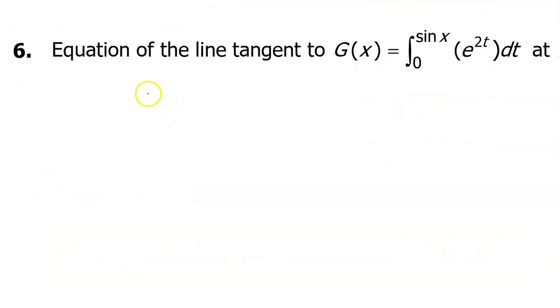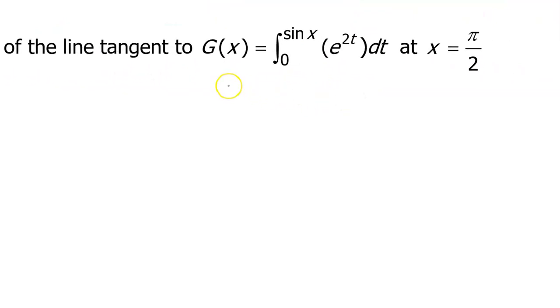For number 6, we are once again finding the equation of the tangent line to an integral defined function. So let's go ahead and find the point. We need to plug the x value into the original function to find the y value that goes with it. So we need to evaluate g at pi over 2. That means we need to find sine of pi over 2.